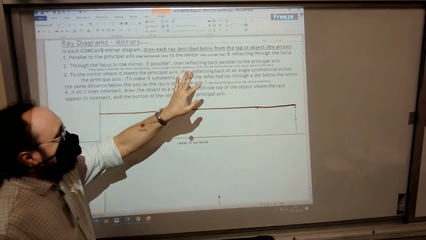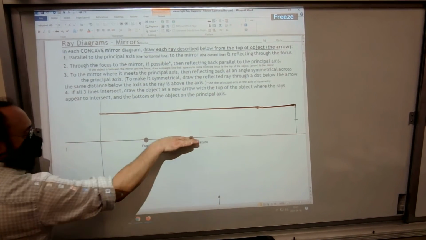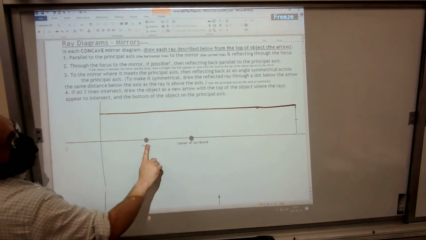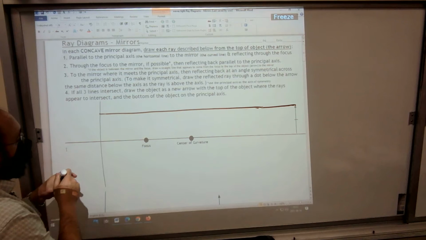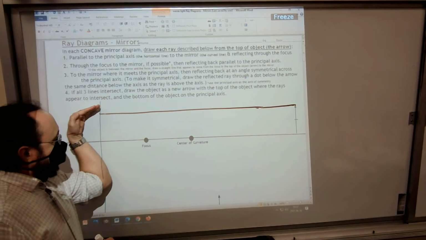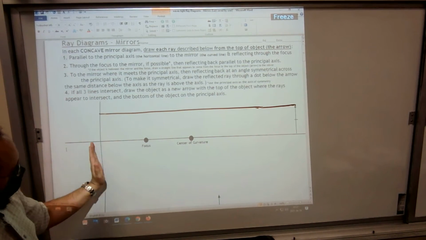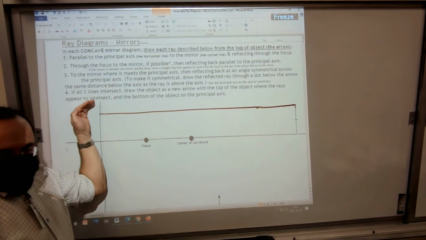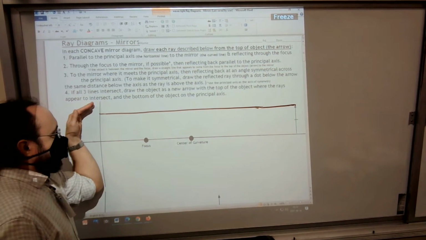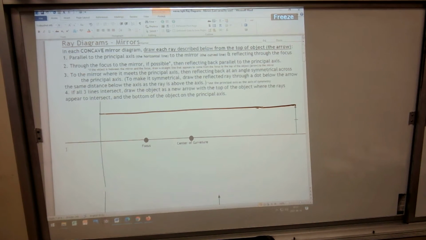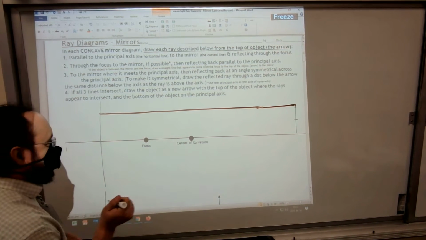Parallel to the principal axis to the mirror. So this is the principal axis. This is the focus, and then reflecting through the focus. Okay, this is a concave mirror, so it's curved like this. You can't really tell. It's a very slight curve. All your first six mirrors are all curved like this. I made 5 and 6 optional. Hopefully I'll get to show you all those.